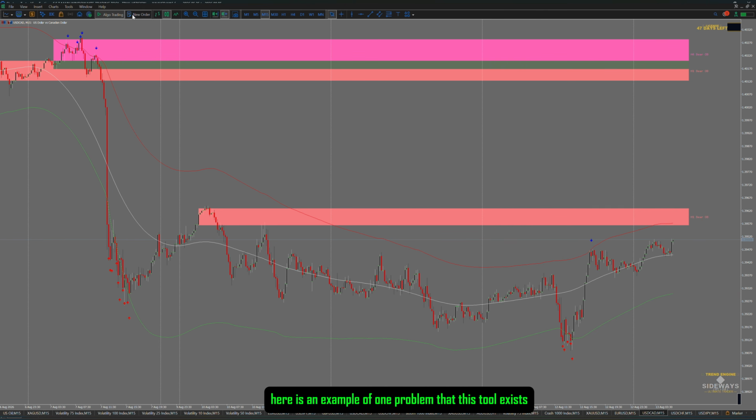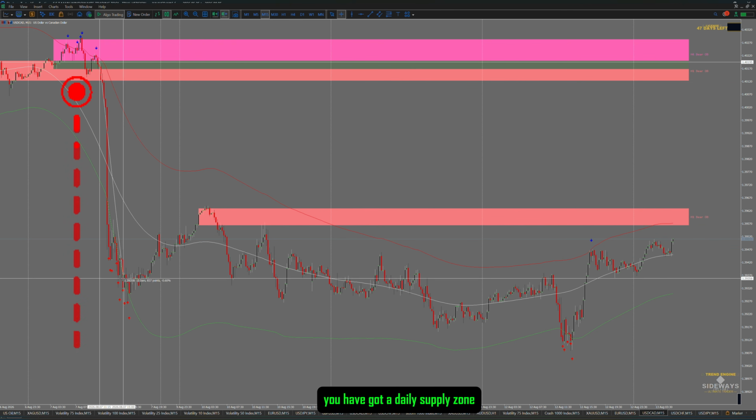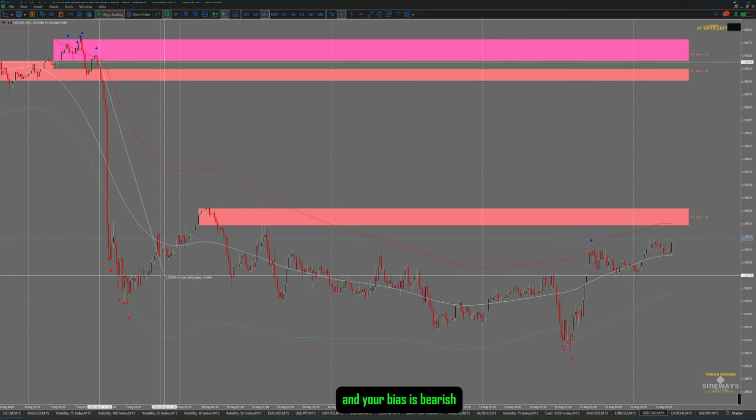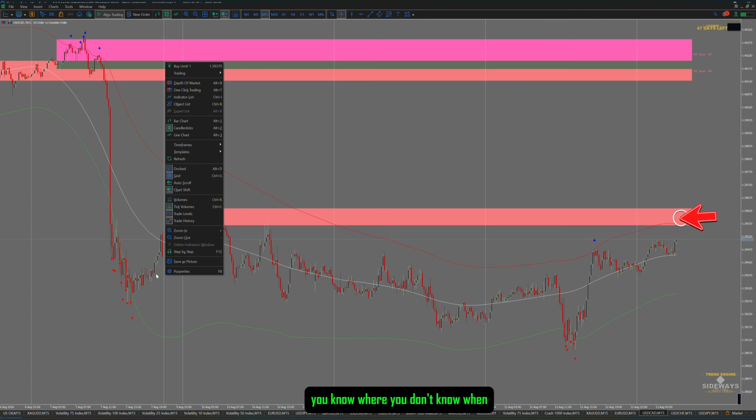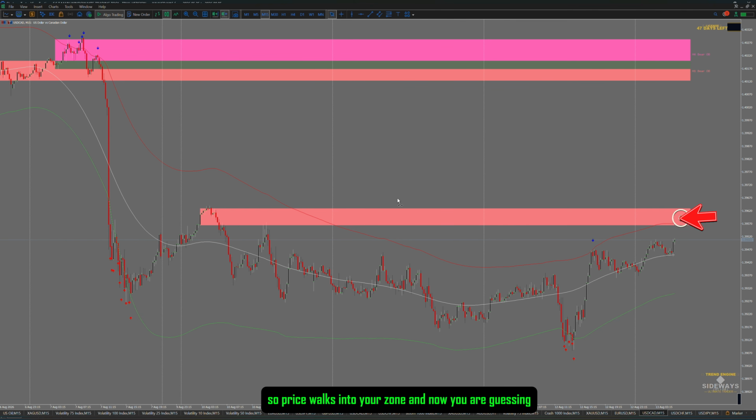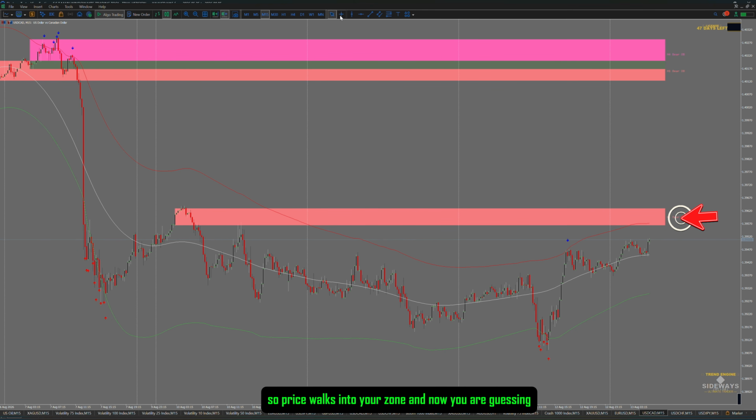Here is an example of one problem that this tool exists to solve. Let's say you have done your analysis, you have got your 4-hour order block, you have got a daily supply zone, and your bias is bearish. You know where, you don't know when. So price walks into your zone and now you are guessing.